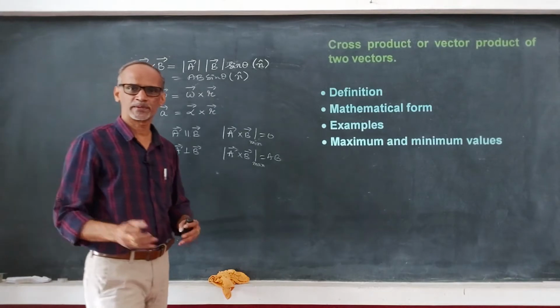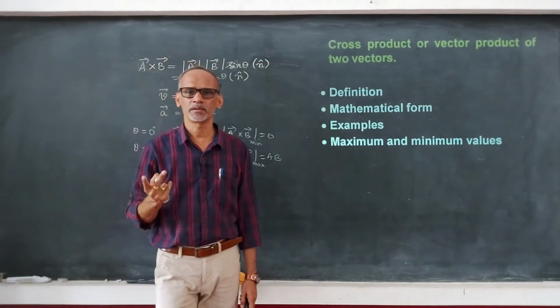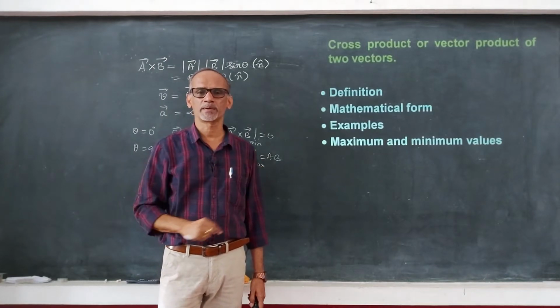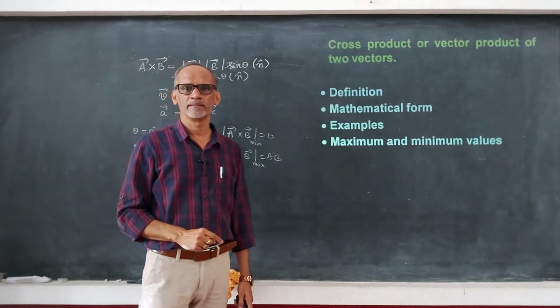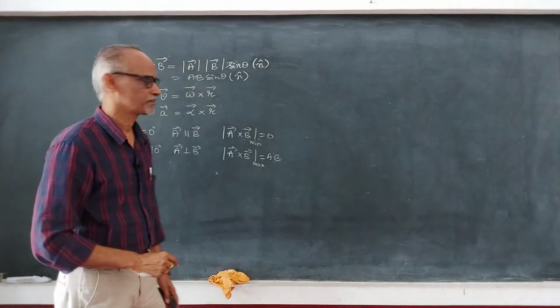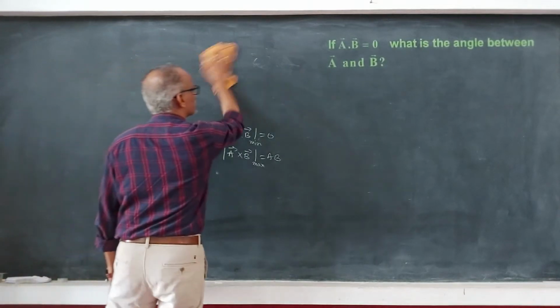Hope you understood the difference between the two types of product. One is the dot product, the other is the cross product. In dot product, when you multiply two vectors, you will get a scalar quantity, whereas in cross product, when you multiply two vectors, you will get again a vector quantity. Okay. So, let us see some questions related to it.